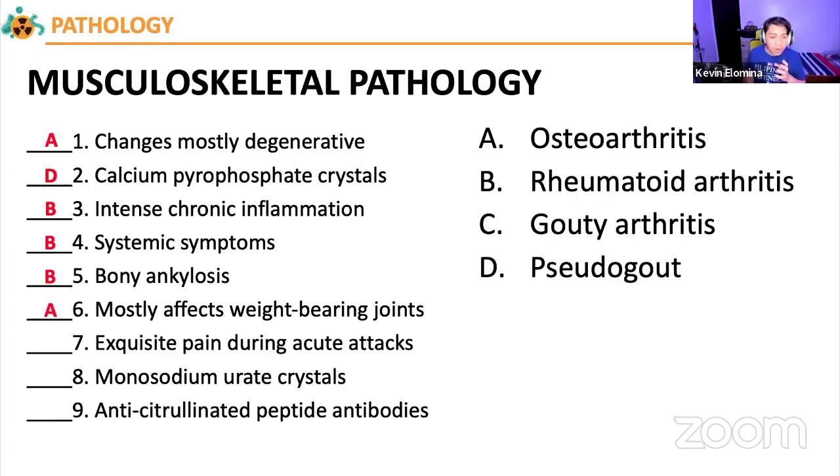Exquisite pain during acute attacks, that is what? Your gout. Okay? Your gout. Now for monosodium urate crystals, that is gout, of course, urate, no? And then if you have your antibodies, of course, you pick the one that's autoimmune, no? Your anti-citrullinated peptide antibodies is for your rheumatoid arthritis.